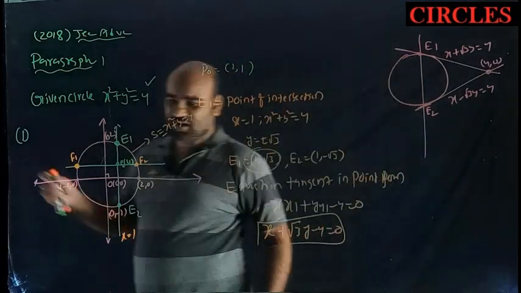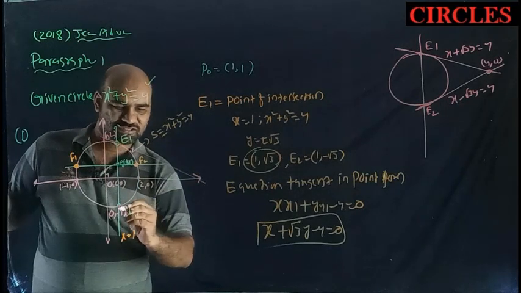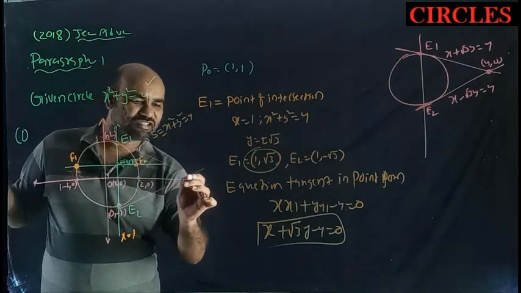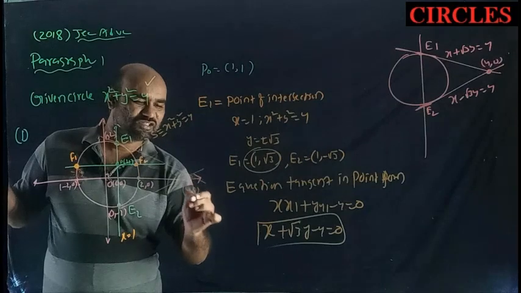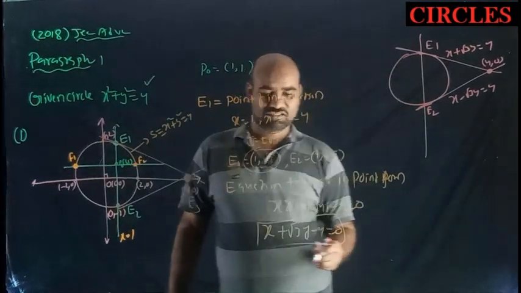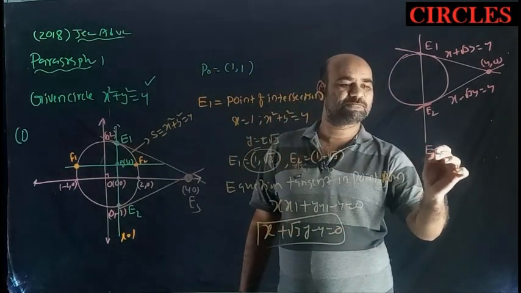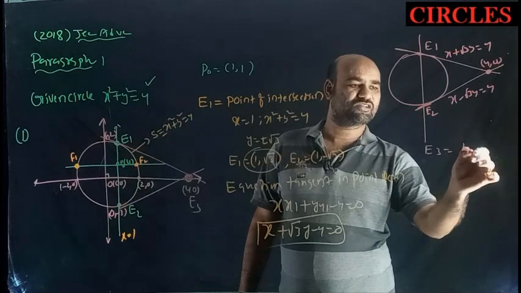So now I want to draw a diagram here. These two tangents meet at a point on the x-axis, that is 4 comma 0, and that is E3. So now we can directly say the E3 coordinates. What are they? 4 comma 0.